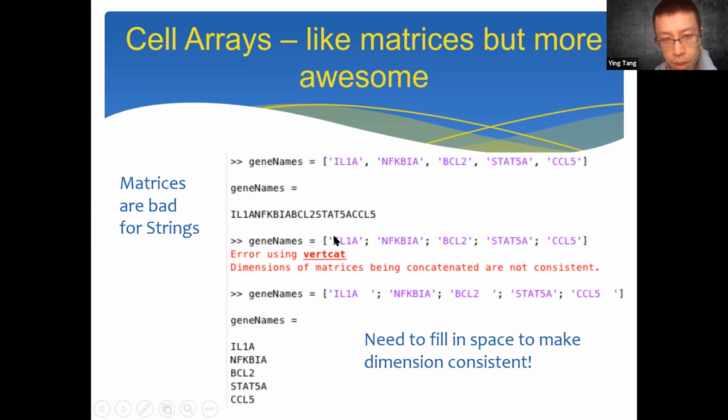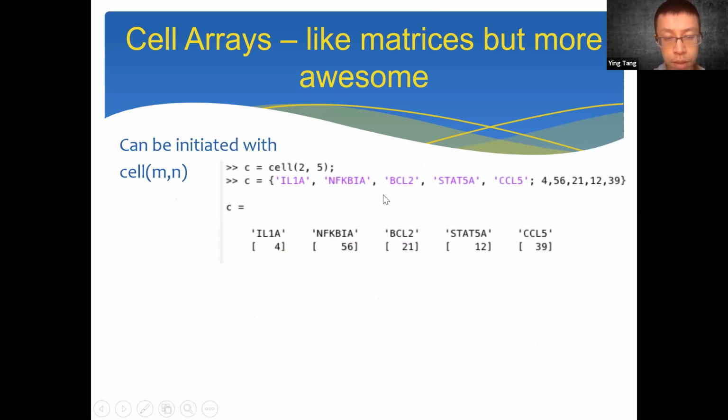The first row, IL1A, will have 4 columns. The second row will have 6 columns. But then these vectors cannot be aligned as a matrix because their column dimensions do not match. Right, so in this way, you can see that matrices are very bad to deal with strings. If you really want to do this, then you need to manually add some space here to make their column numbers match. But then it will be very inconvenient. So that's why we use cell.